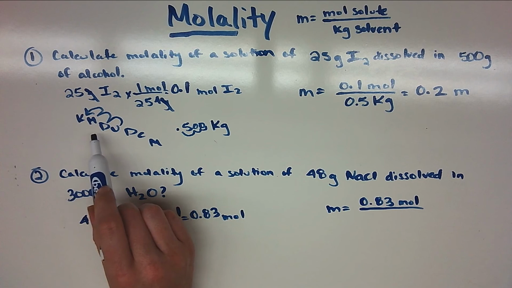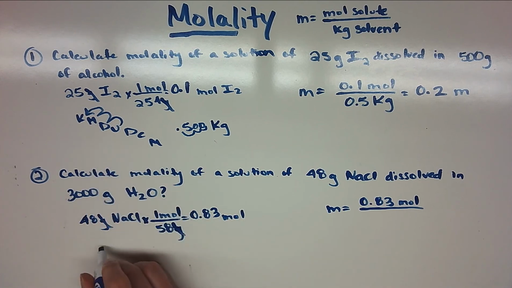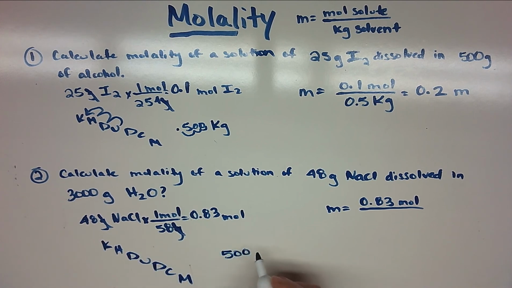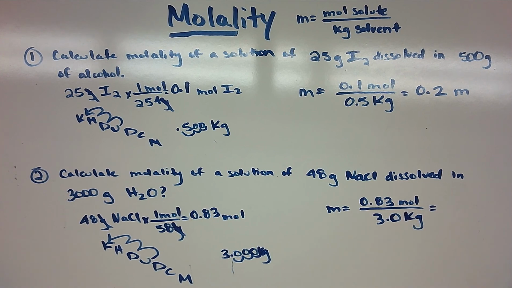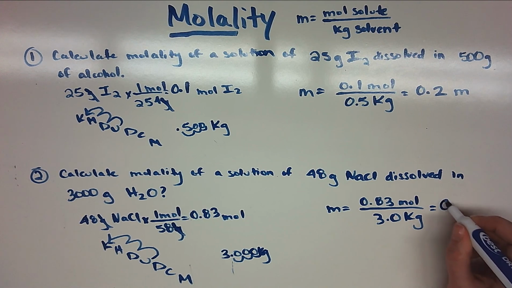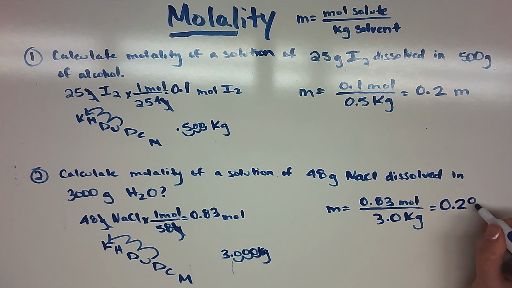I'm going to use the same metric system conversion with my ladder. So King Henry died unusually drinking chocolate milk. We have 3,000 grams. So that's my base unit, so I'm going to jump up to kilogram. I'm going to move my decimal place 3 places to the left. And I have 3.0 kilograms. So now I'm going to divide 0.83 by 3.0, and I get that my molality in my solution is 0.28, let's round that, m for molality.